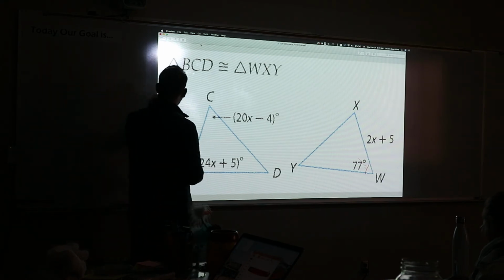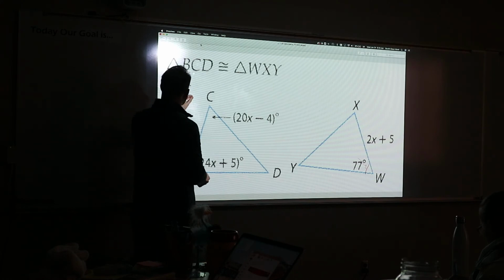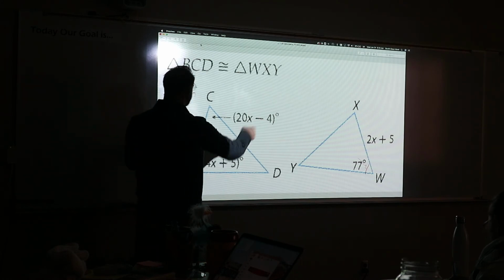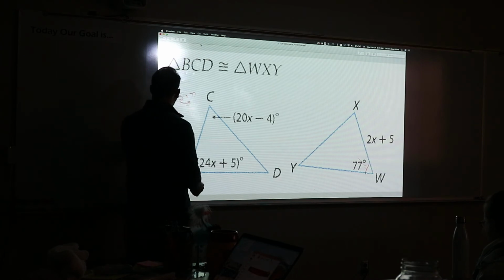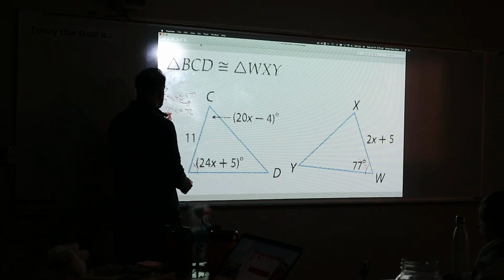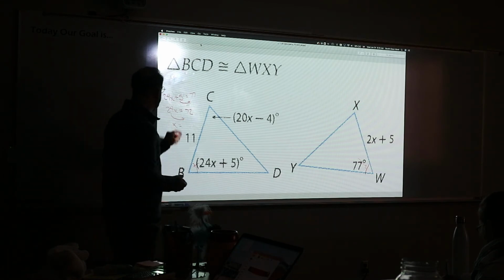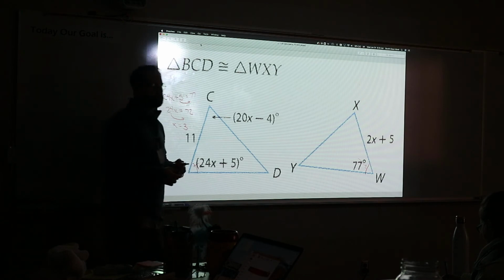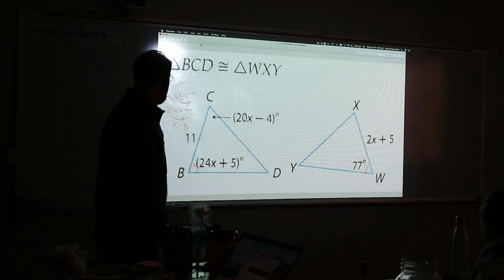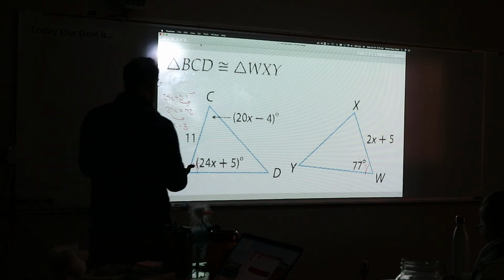So 24x plus 5, that's supposed to be equal to the 77 over there. So I'm going to subtract the 5 across. So that's 72. Divide by 24. Divide by 24, what is that, 3? Is that 3? Okay. So that's my x.